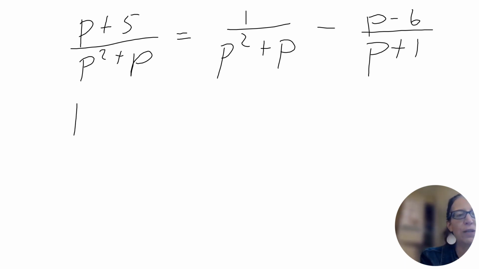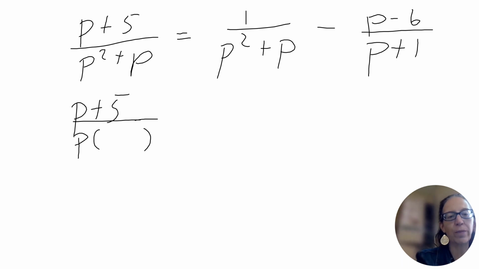When you're doing the work, it is very tempting to just ignore the numerators for a little bit, and I do understand why students do that, but we want to be careful about it. So p plus 5 in the top is fine. On the denominator, I have p squared plus p, and they have a common factor of p. So if I factor out a p, what times what gives me p squared, and what times p gives me p, that would be 1.